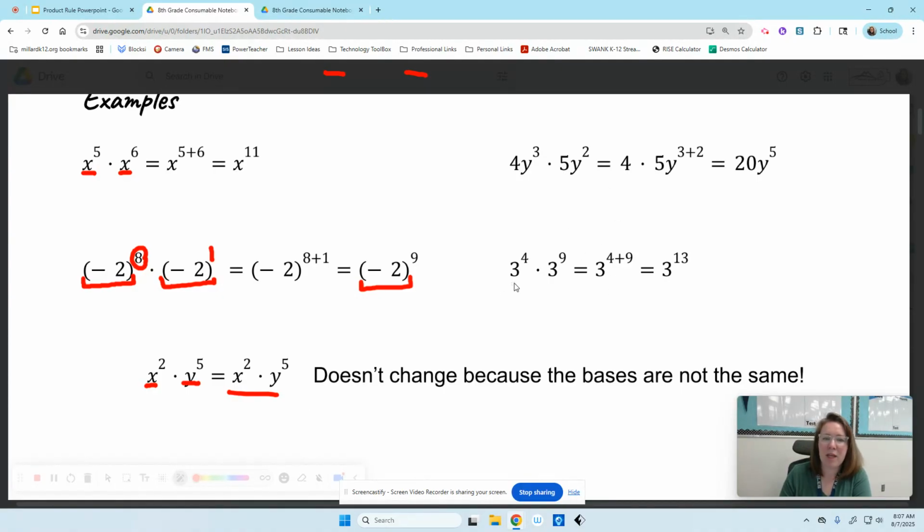Now we sweep up this way. The base is the same. It's a 3 because 3 has the exponent.